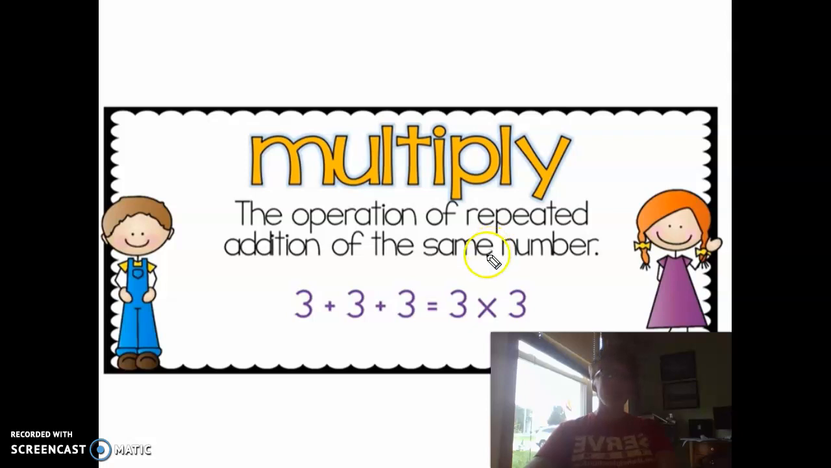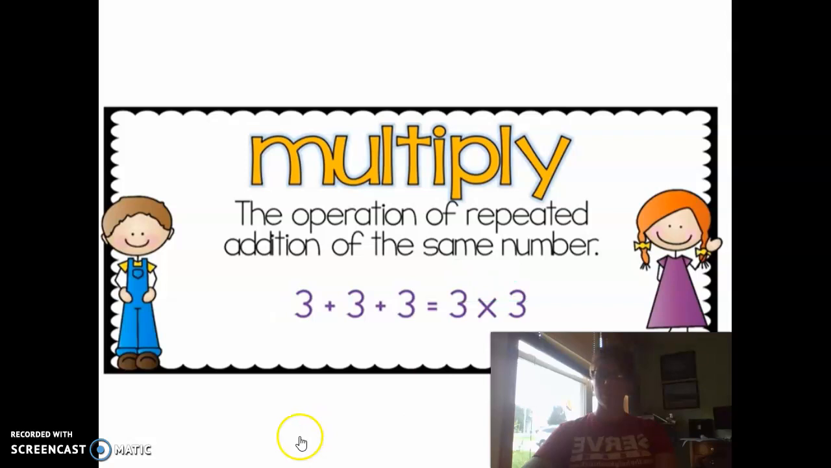Well, what if we added 3 another time? What if we did 3 plus 3 plus 3 plus 3? It would not be 3 times 3. It would be 3 times, how many 3's are there? 3 times 4. So multiplication is adding a number over and over again a specific amount of times.